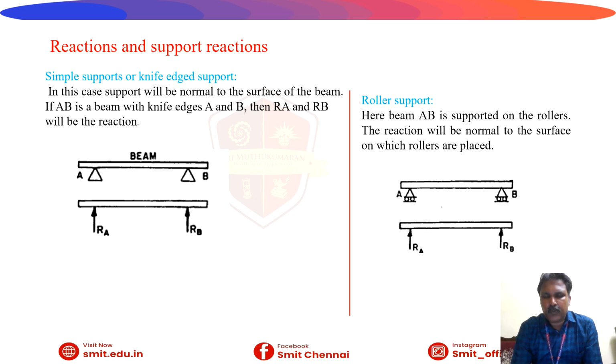Then roller support. Here beam AB is supported on the rollers. The reaction will be normal to the surface on which the rollers are placed. Here also it is the same thing. Whenever the beam is supported over the rollers, it also has the same reactions that we discussed in the previous case, RA and RB.